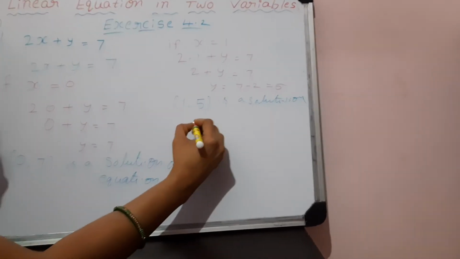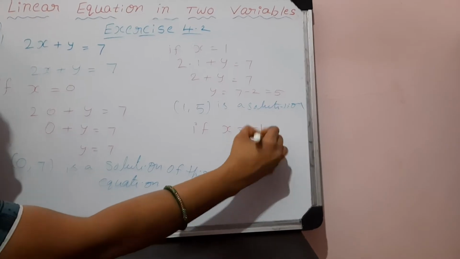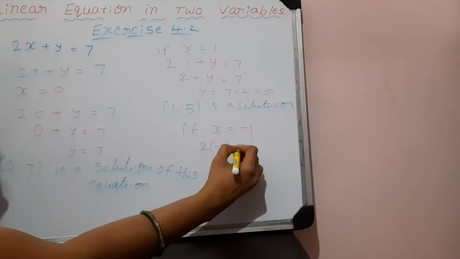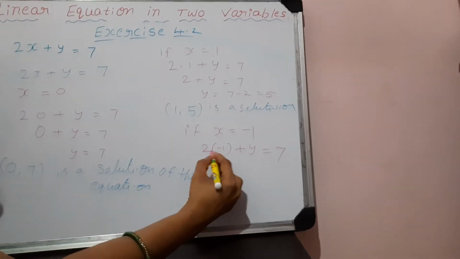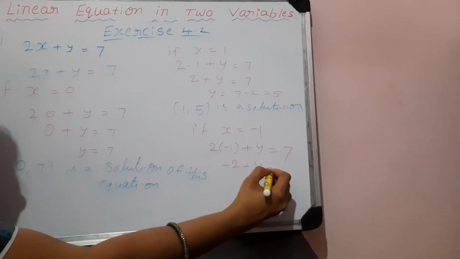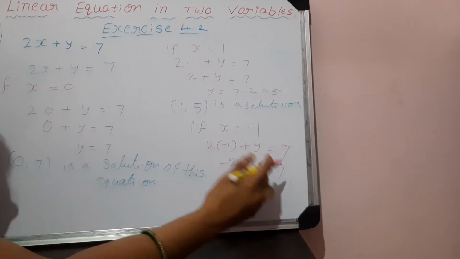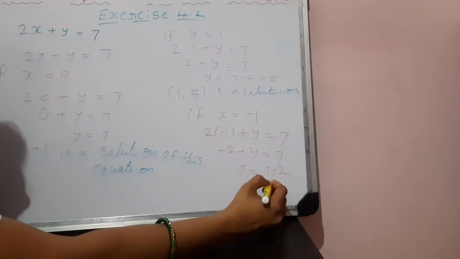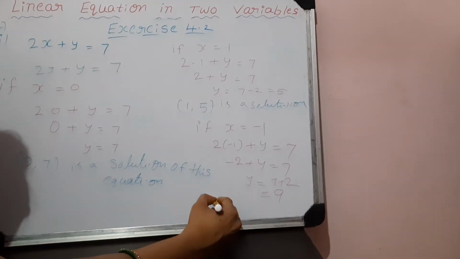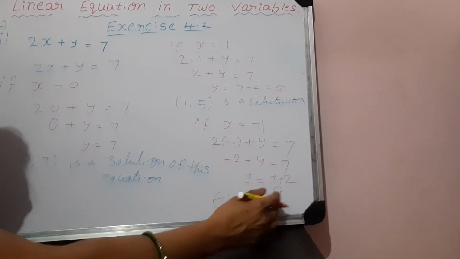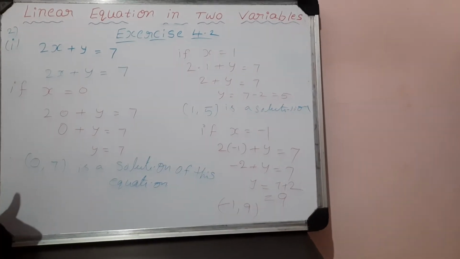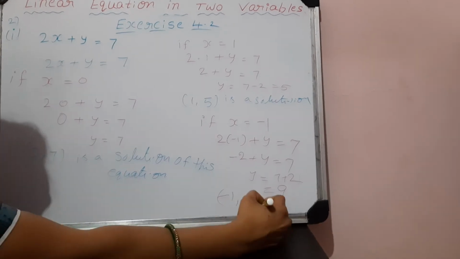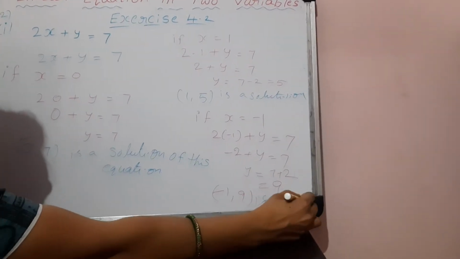Same like that only. If x is equal to minus 1, if you are taking x equal to minus 1, then 2 into minus 1 plus y equal to 7. 2 into minus 1, minus 2, plus y equal to 7. y equal to 7, minus 2 that side going means plus 2. 7 plus 2, 9. So minus 1 comma 9 is a solution of this equation.